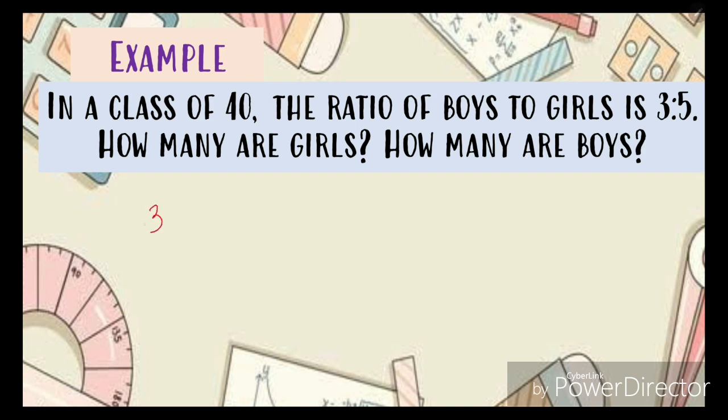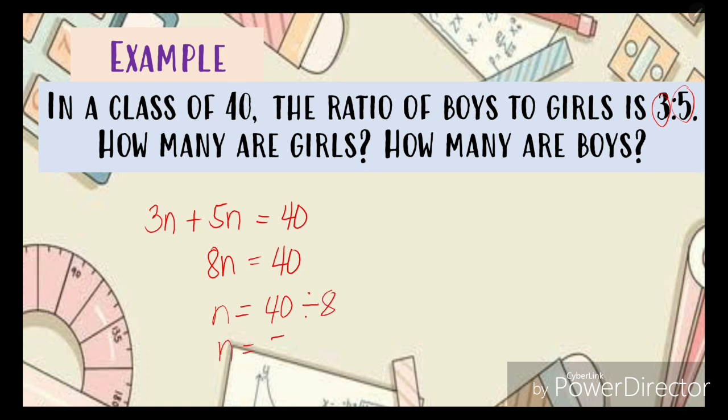Gawin natin ganito. So, we have 3n plus 5n is equal to 40. So, we're going to add muna itong dalawa. Lagyan lang natin ng n para makuha natin yung number ng girls and number of boys. So, 3n plus 5n is equal to 8n is equal to 40. So, for us to solve n, we will divide 40 by 8. 40 divided by 8 is equal to 5. Then, pwede na tayo mag-solve.